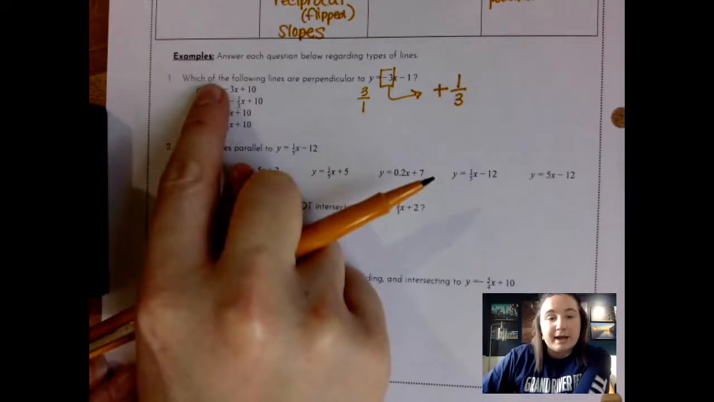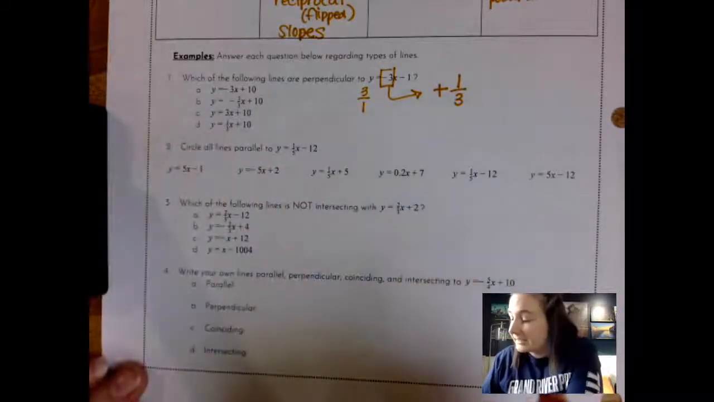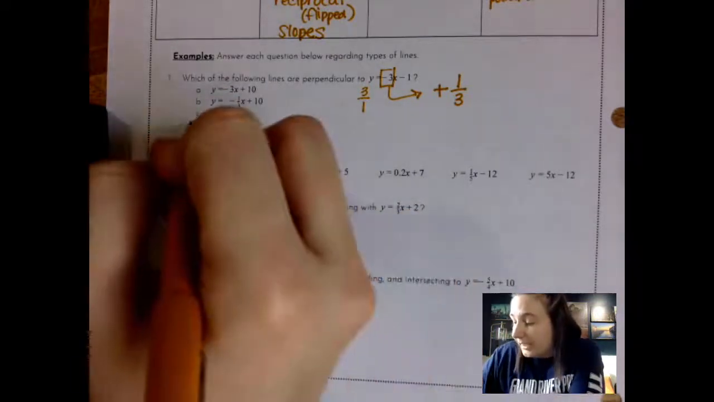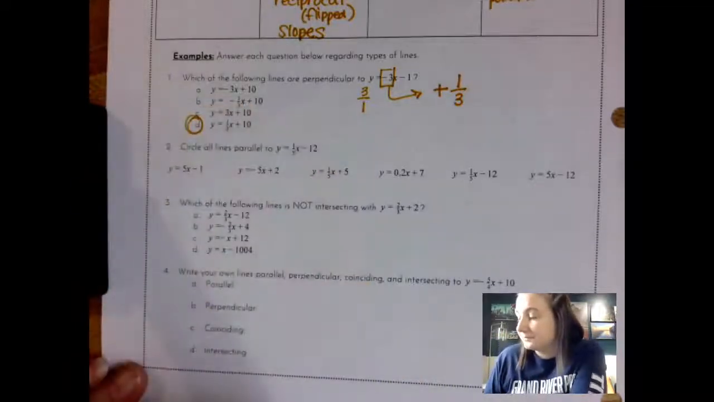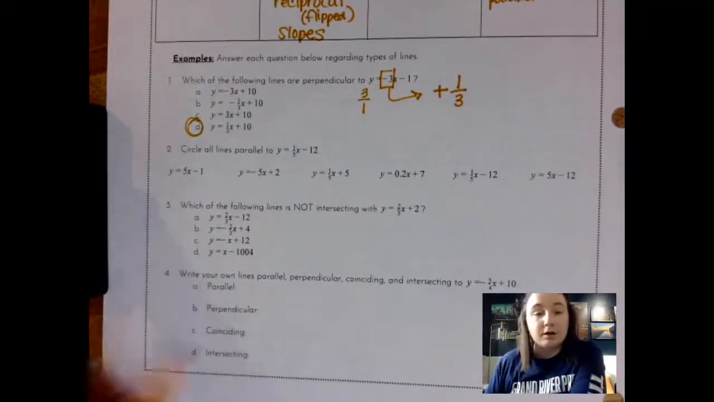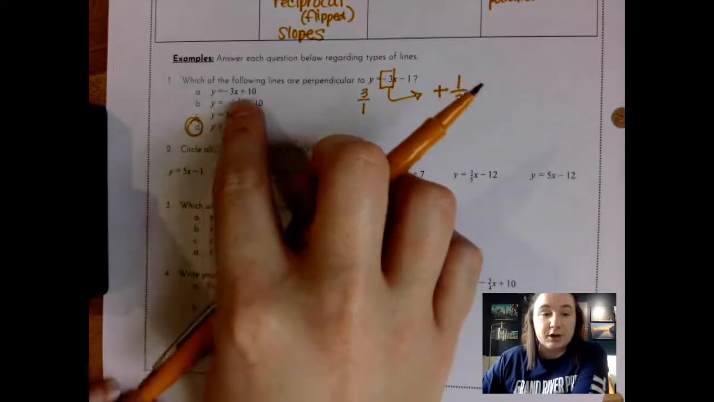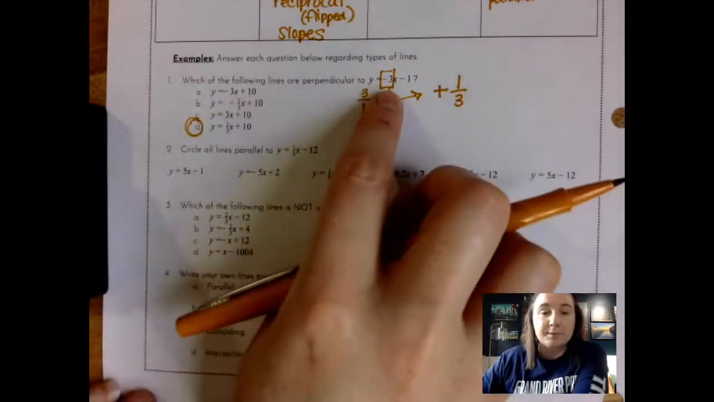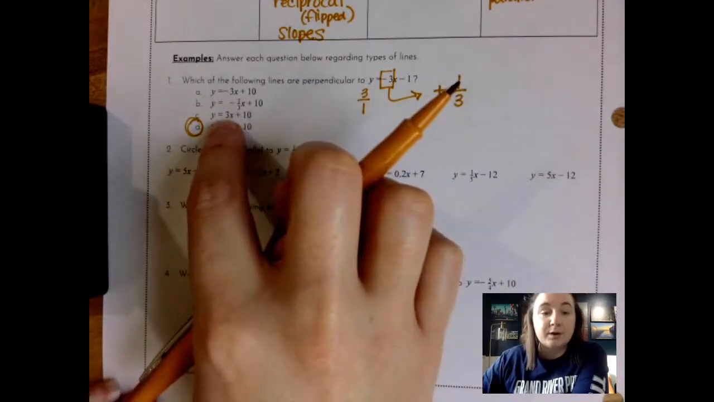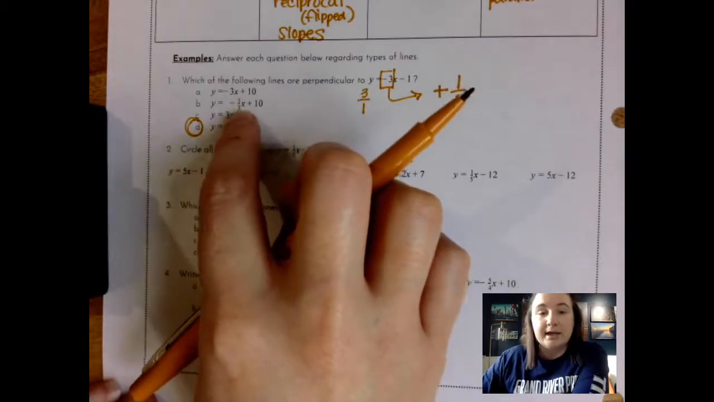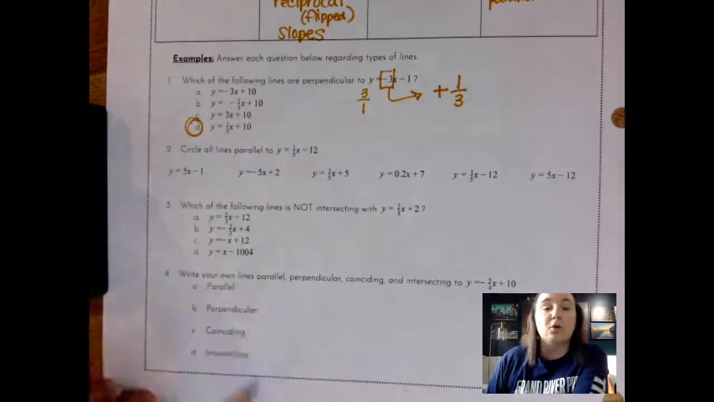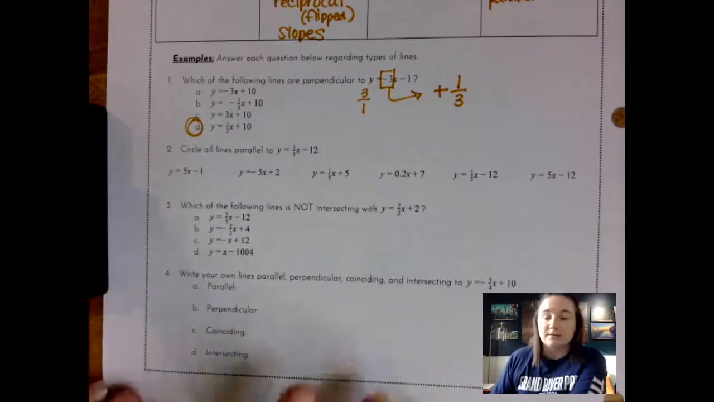So now I want to look at my options and see which one has a positive 1/3 as the slope, and that is answer option D. You could also just use process of elimination and cross out, like -3 wouldn't work because that's the same, 3 wouldn't work because it's only the opposite, and then -1/3 wouldn't work because it's only the reciprocal. So you can do process of elimination as well.